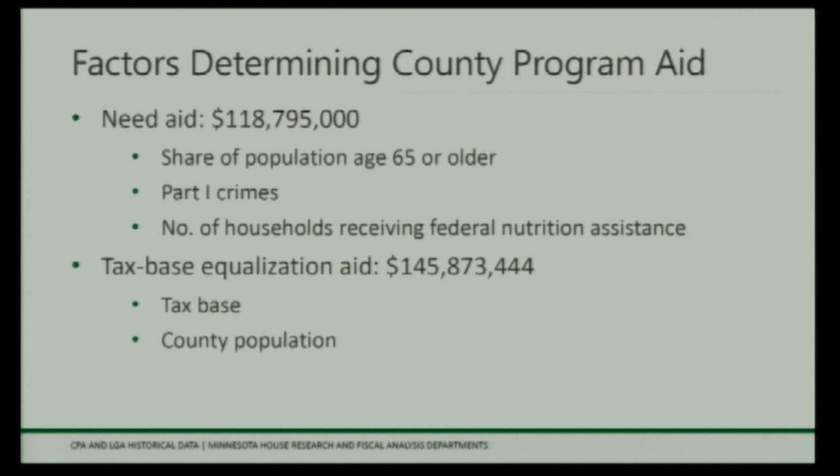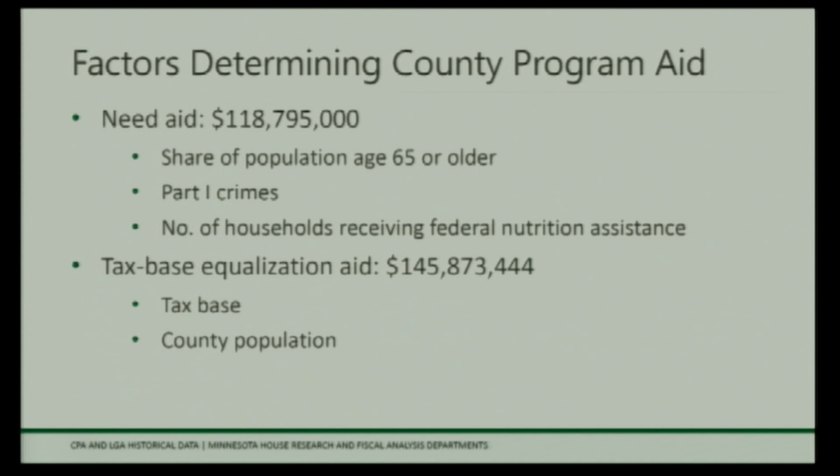receiving federal nutrition assistance. And then the second half of the aid formula is the tax-based equalization aid, and that distributes just under $146 million a year. And the factors within that formula are just the tax base within the county as well as the county's population.